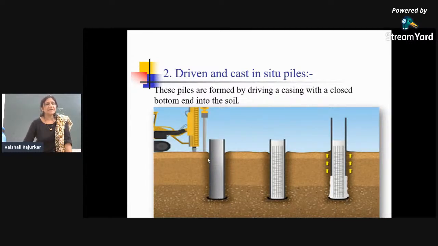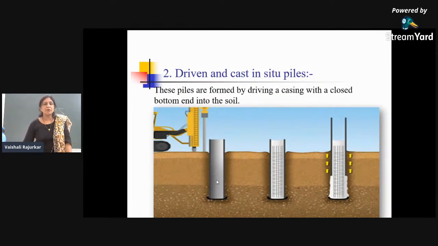Once the borehole is made with the help of the auger, this gray color line shows the casing. What is meant by casing? Casing is a hollow circular pipe of metal, and nowadays PVC is also being used. So the casing is a hollow metal tube or hollow plastic tube of the same dimension.